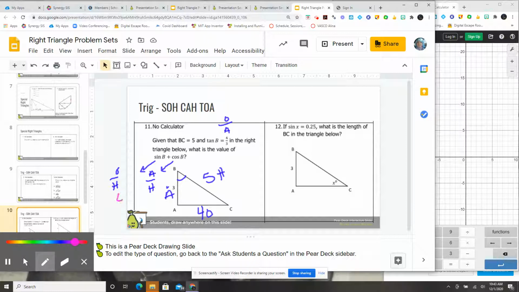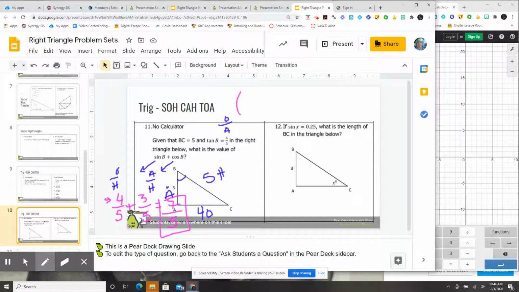O is 4, so 4 over 5. And A is 3, so 3 over 5. When we add those, you're going to add those numerators. So 3 plus 4 is 7, and you're going to keep the denominators. This is just like pizza, right? I love pizza math. I've got 4/5, 1, 2, 3, 4 pieces of pizza over here, and I've got 3 pieces of pizza over here, 1, 2, 3. They're all still fifths. I just have 1, 2, 3, 4, 5, 6, 7 of them. So 7/5 is my answer.